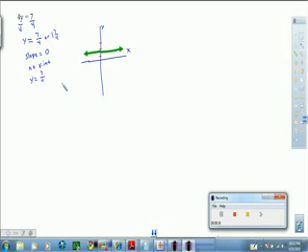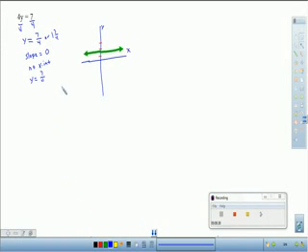Okay, so if I want to make an XY table, it would not matter which x I picked, y would always be 7/4 or 1 3/4. If I went over 1 on the x-axis, went up 1, it would be 1 3/4. If I went 0, it's going to be 0, 1 3/4. So it would always be 1 3/4.